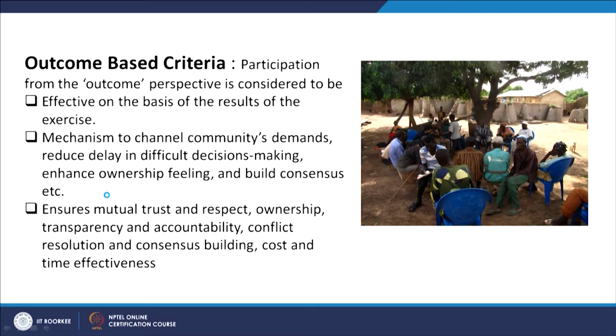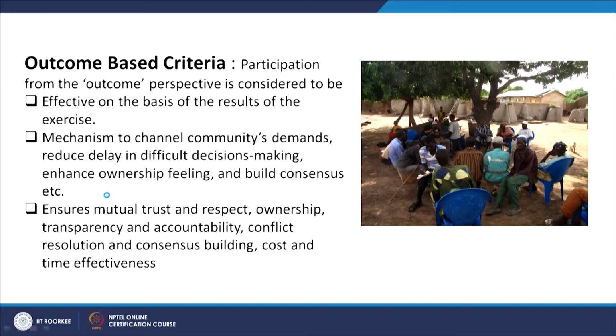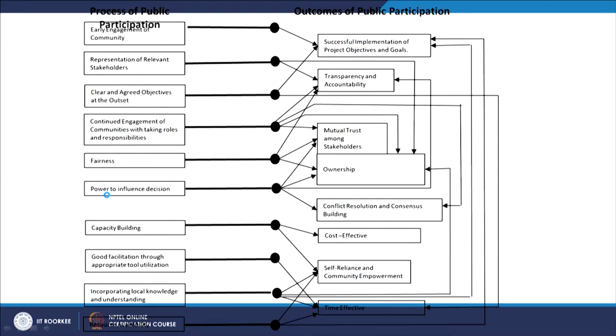So with outcome-based criteria, we expect the results, the expected desired result, and the mechanism to channel communities' demand, reduce delay in difficult decision making, enhance ownership, and build consensus. And ensure mutual trust, respect, ownership, transparency, accountability, conflict resolution, consensus building, and cost and time effectiveness. So based on that, we can develop this framework.